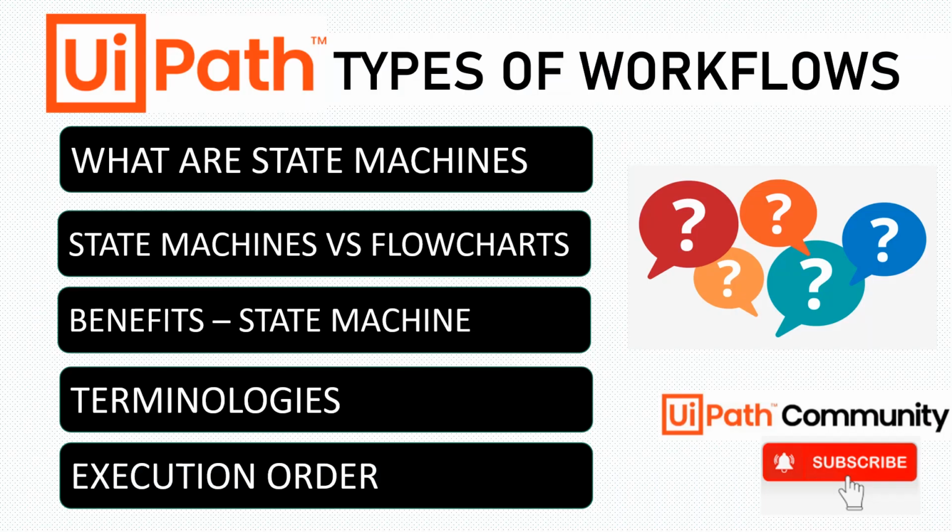So that is all for this video. I'll wrap this video here. Let's have a quick recap. In this video we have seen what state machines are, and what the difference is between a state machine and a flowchart. Then we analyzed the benefits that we get using the state machine. Then we saw the terminologies. We have seen with an example how the execution order in a state machine occurs. We have also seen an example that we downloaded from docs.uipath.com, and how that state machine was prepared.